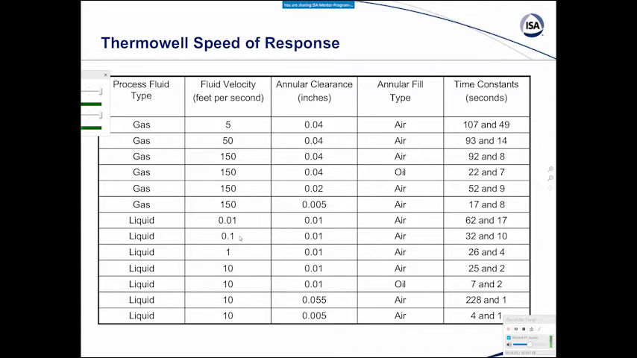Here, it's important, but maybe not anywhere near as problematic because, you know, often in an agitated vessel, unless you have the thermal well sticking pretty close to the impeller, the fluid velocity is probably around 0.1 or 0.2 feet per second. And we can see here that with kind of a typical clearance, we're getting response times that have a time constant of 32 and 10 seconds. So we see how much larger that is than the bare element.